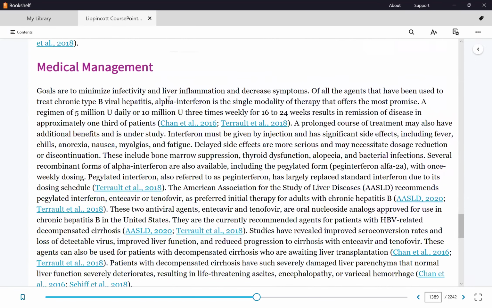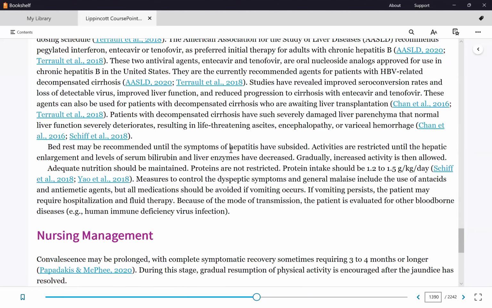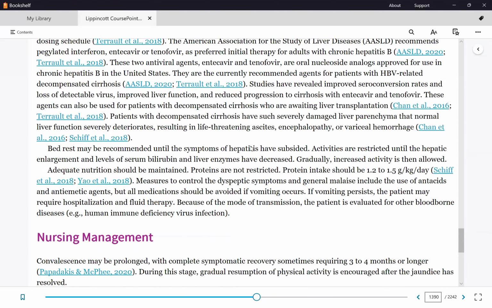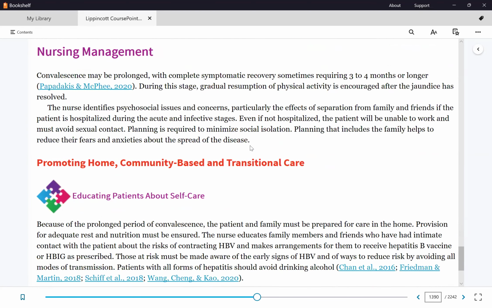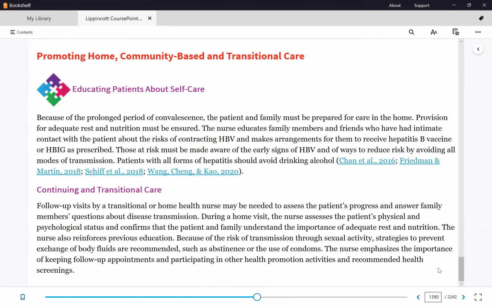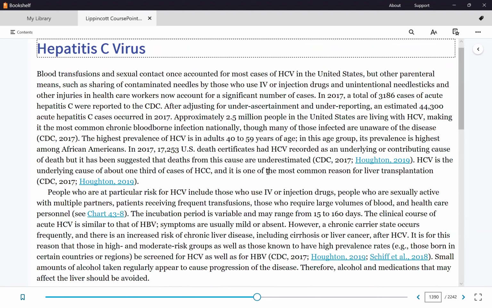So there's treatment now for hepatitis B and C. It used to be worse than HIV. HIV had a treatment, and there was never one for hepatitis B. Now we do. I'm not testing on the treatment. Our role as nurses really should be on health promotion, which includes prevention, transmission prevention. All right, let's move on to C.